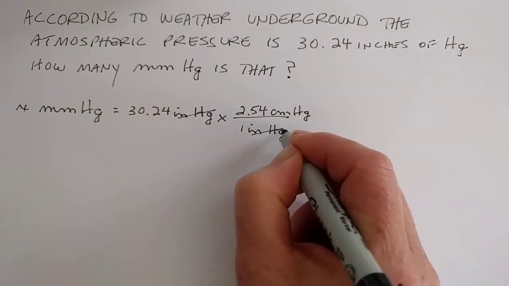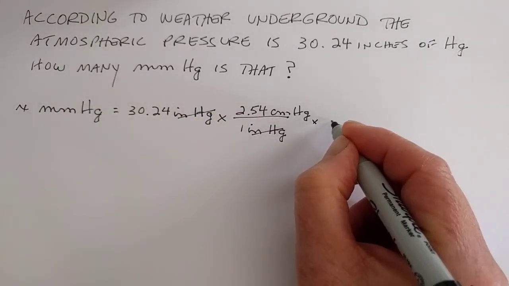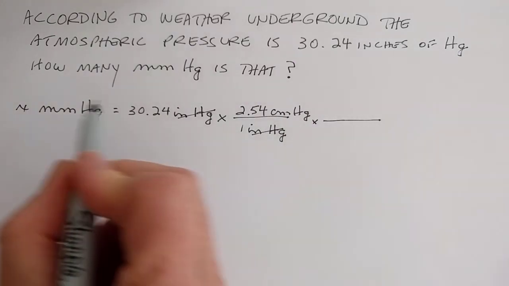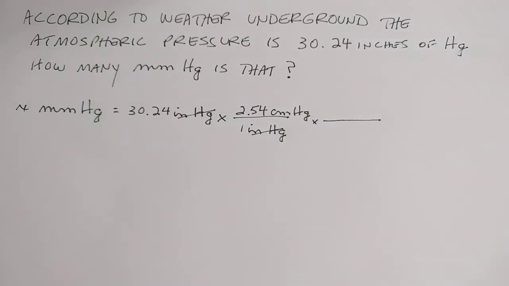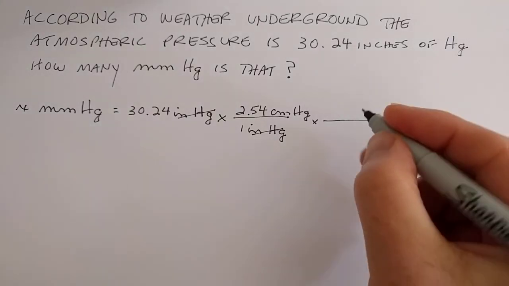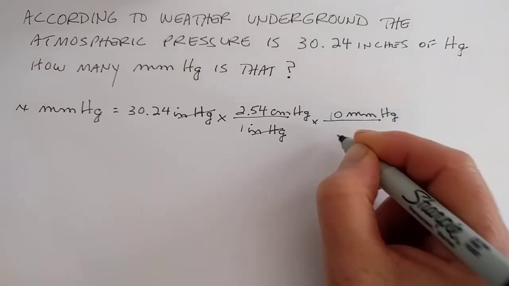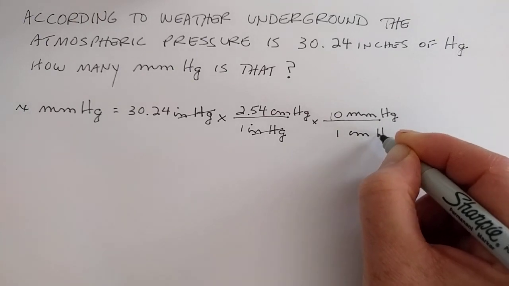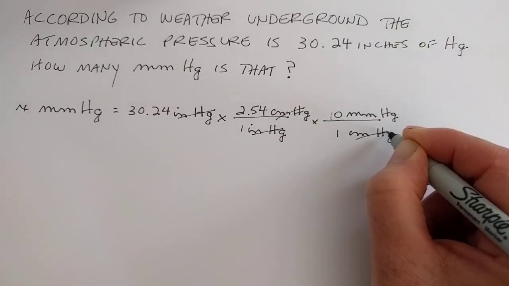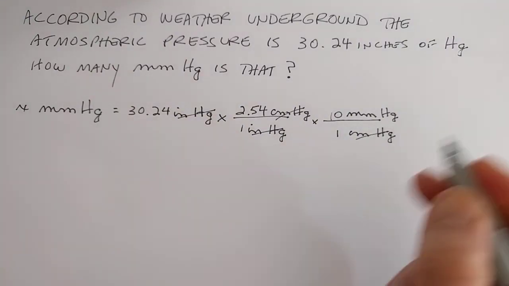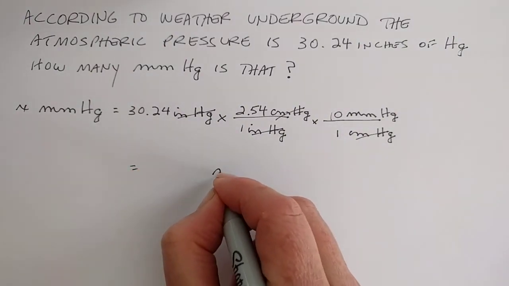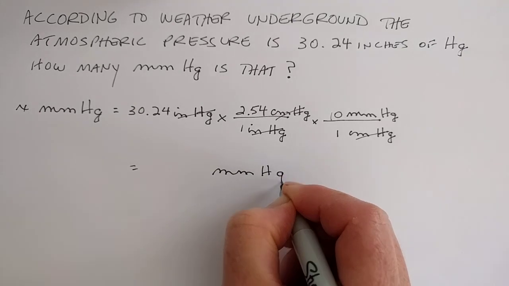So we can cancel out our inches of mercury. We need another multiplication sign and crossbar. We have to get from centimeters to millimeters. If you remember the rulers that we used, the numbers were centimeters and the little tick marks were millimeters, and there were 10. So there are 10 millimeters of mercury in 1 centimeter of mercury. Cancel, cancel. We have the units that we're looking for. Put in our equal sign and our unit millimeters of mercury.